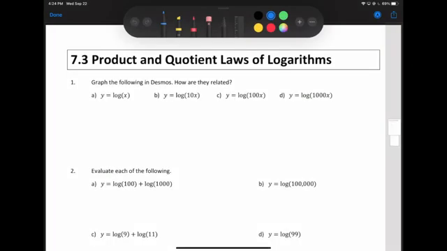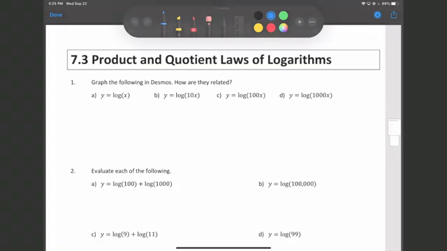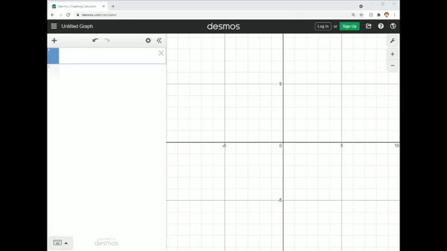I'm going to start off just by doing a couple examples. And we'll start by graphing some stuff in Desmos and just see how they look. So let's go over there now. And we're going to start by just graphing the four different functions from question one. So the first one is just y equals log of x. Pretty straightforward, looks a little bit like that.